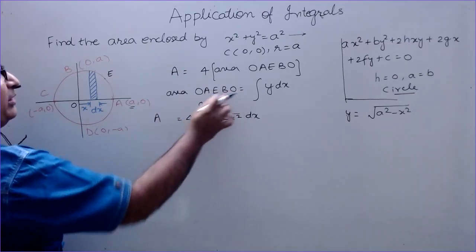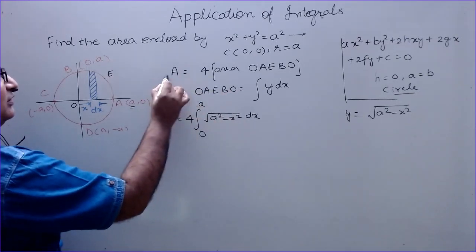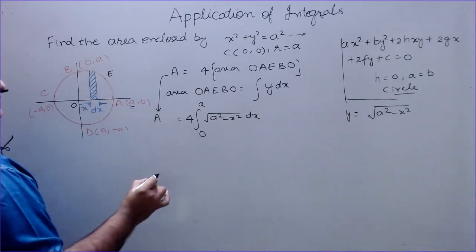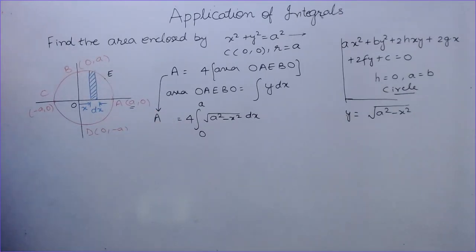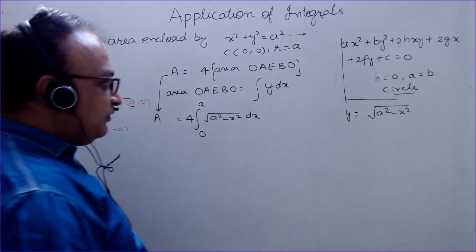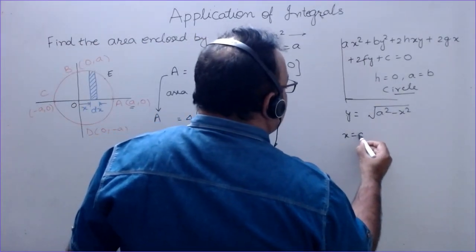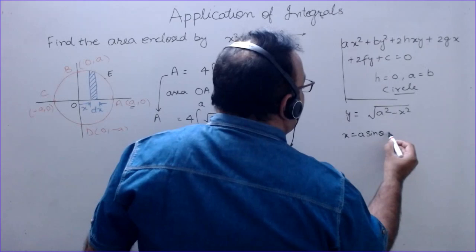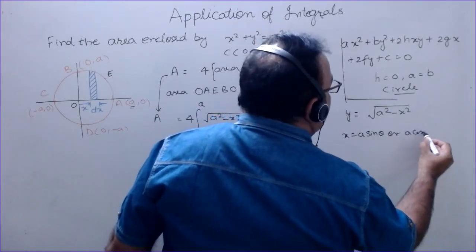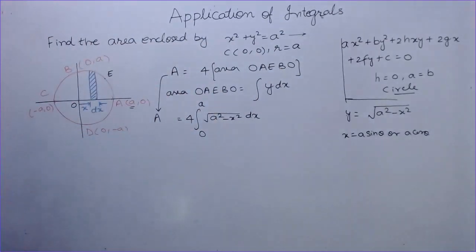This is not OABO, this is the total area, so let me mark this with an arrow. This integral you have to evaluate and then you will get the result. By substitution you can use the standard formula, and if you are using substitution, x is equal to a sin theta or a cos theta. This we have discussed separately.